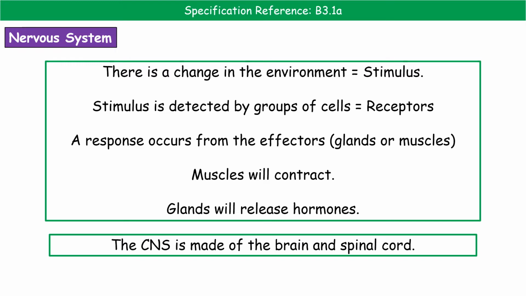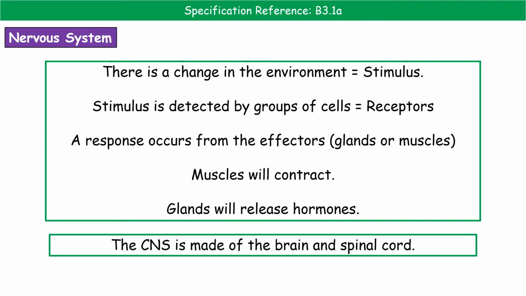The second word is receptor. Receptors are groups of cells that can detect these different stimuli. They are part of the body, usually in the skin or the sense organs like the eyes, that allow us to detect those changes. The third key term is effector. Effectors are glands or muscles that bring about a response. Remember, the response is the change that we bring about as a result of detecting the stimulus. Muscles contract, and glands release hormones.